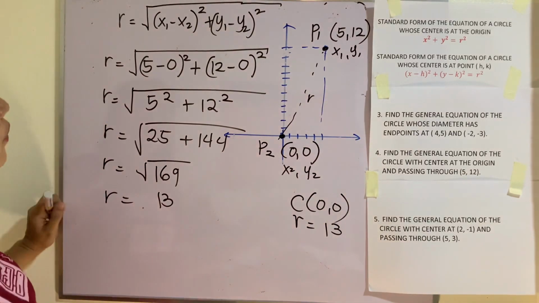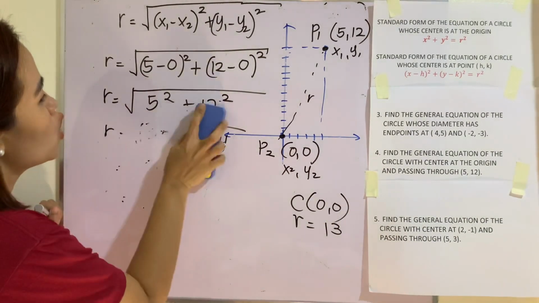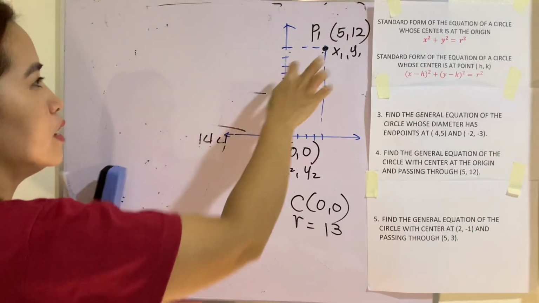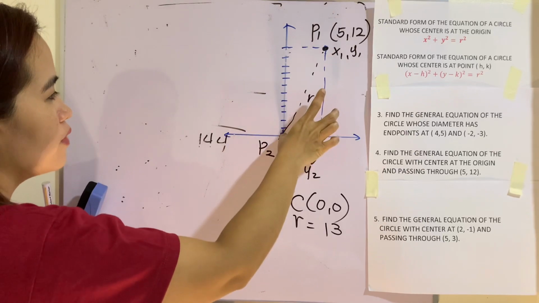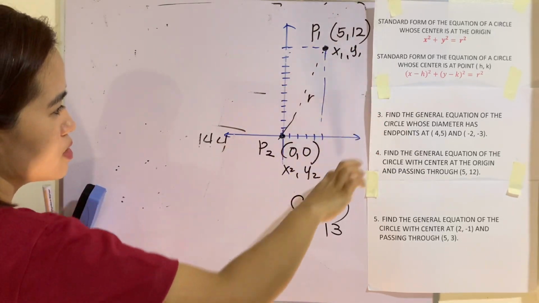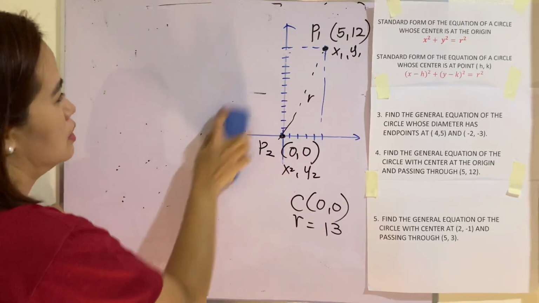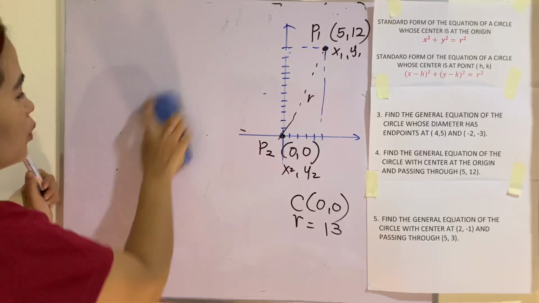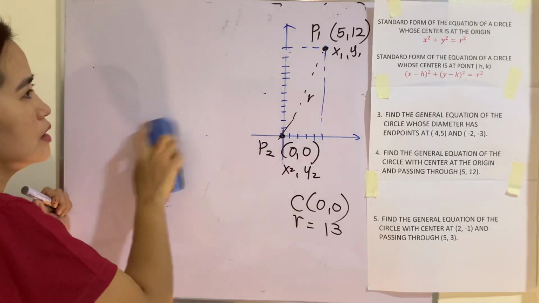Now, if you will draw the circle, of course, this one is already your radius. You have to get a compass and then make a circle. And then, that's it. And how do we find the equation of that circle?